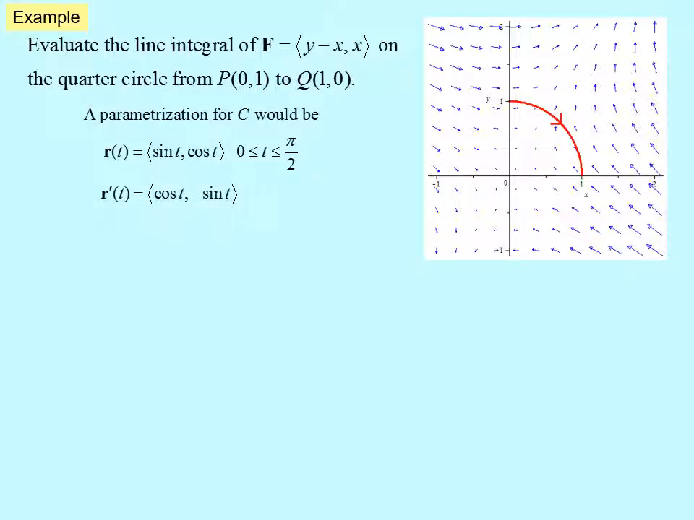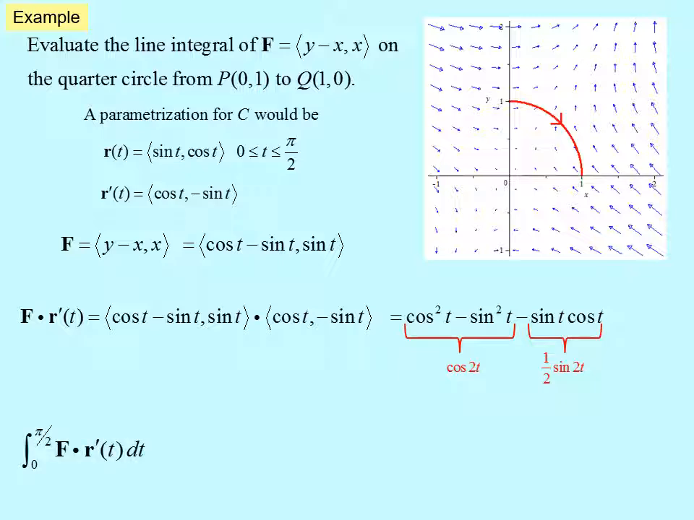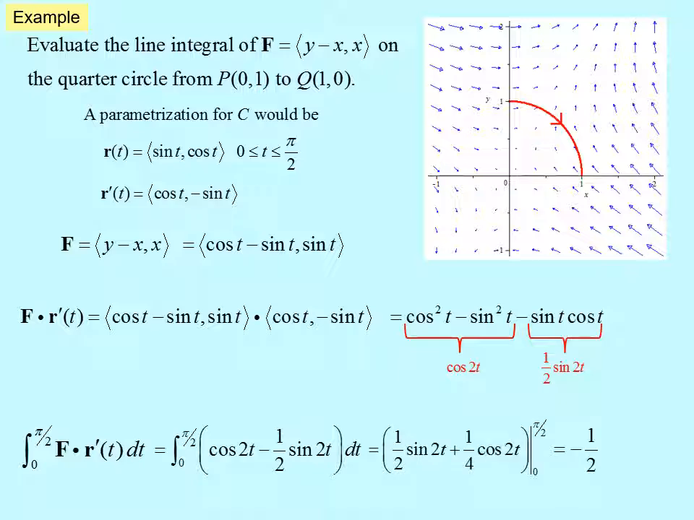And we do the derivative. We take the vector field and replace the x with sine t, the y with cosine t from our parameterization, and do the dot product. We'll simplify that some, maybe use some identities on it. And then we want to integrate that. And so, does that sound plausible?